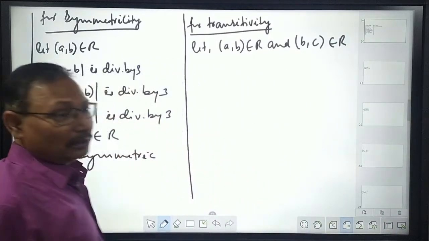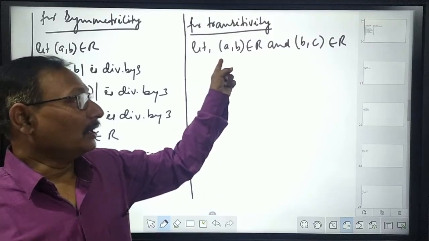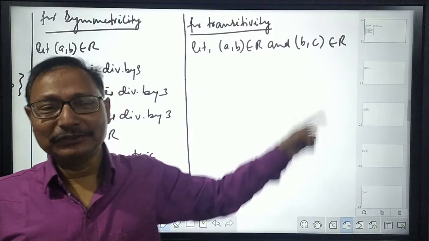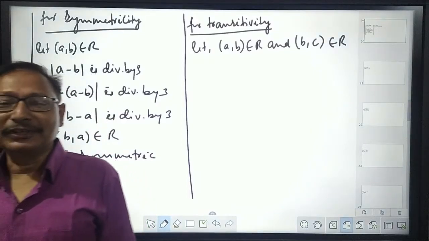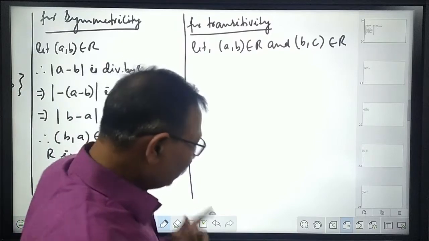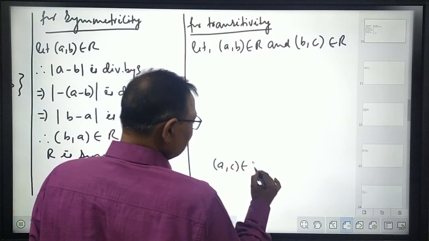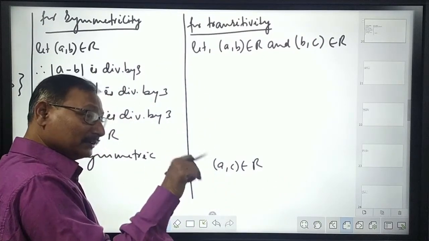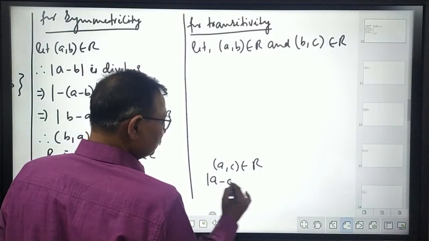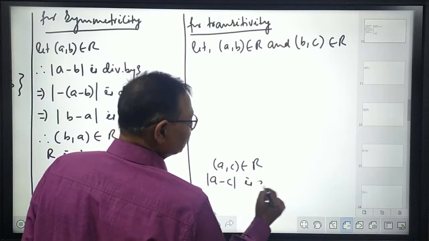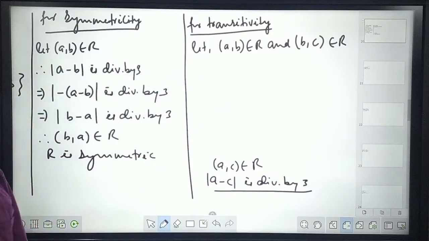And now it's our duty to show that a comma c is a member of R. That means a comma c belongs to R. And we know that if we say a comma c belongs to R, then it is possible only when modulus of a minus c is divisible by 3. Now, first of all, think about the situation.